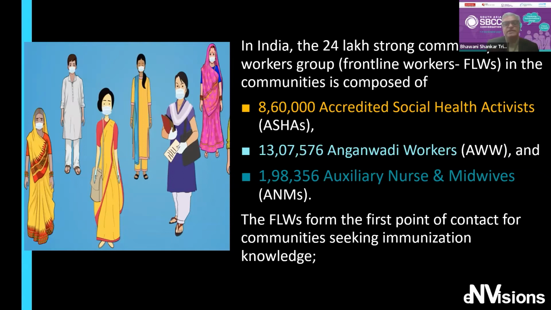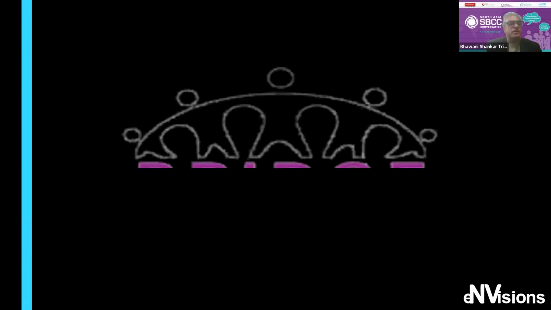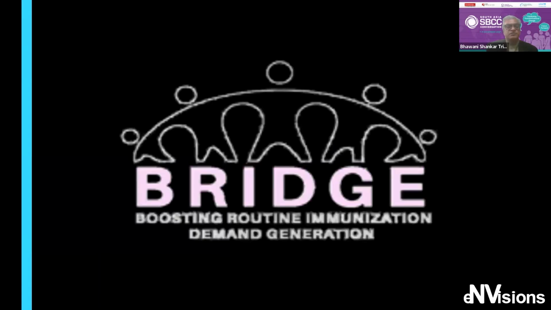ASHAs are directly at the village level, at the household level, and are able to contact communities, and communities contact the ANMs and the Anganwadi workers together. So if you look at the potential of these 2.4 million community health workers, this has been recognized as a strong foundation that supports SBCC practices at the community level in connection with BCC.